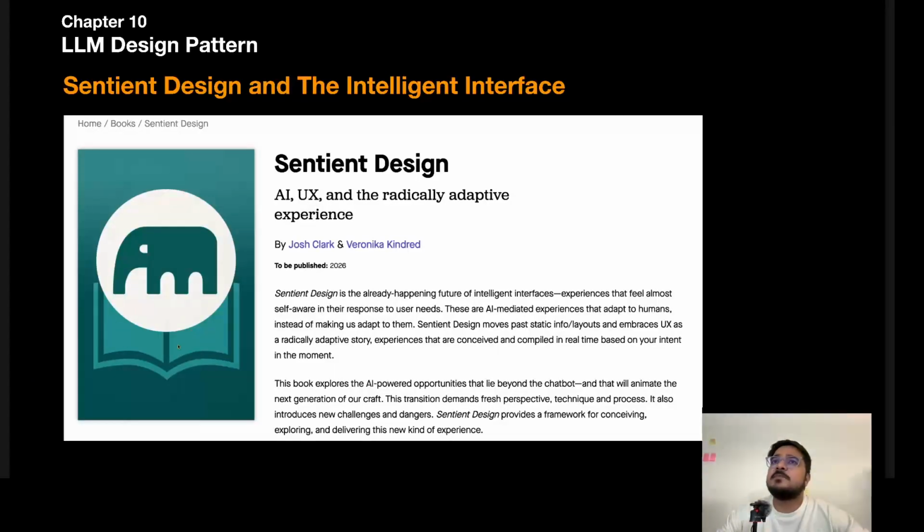This is a pretty good thought, and it is from the book Sentient Design. It's not launched yet; I think it will be launched in 2026. So we will read it when it is launched. Currently, that was it for this lecture.